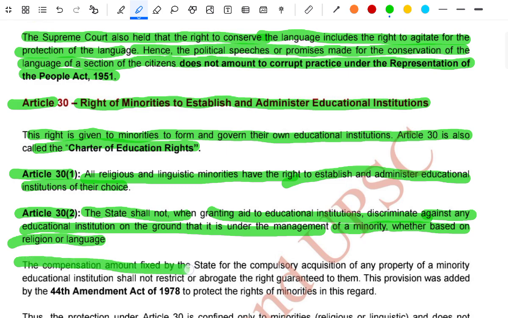Article 30(1A): The compensation amount fixed by the state for the compulsory acquisition of any property of a minority educational institution shall not restrict or abrogate the right guaranteed to them. This provision was added by the 44th Amendment Act of 1978 to protect the rights of minorities in this regard.